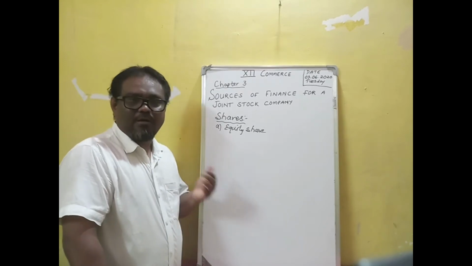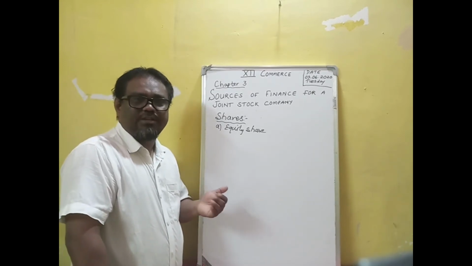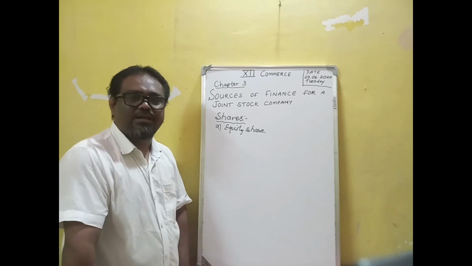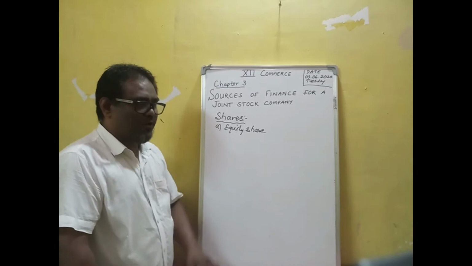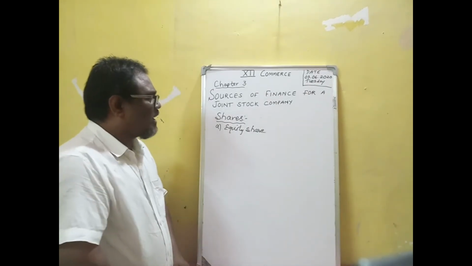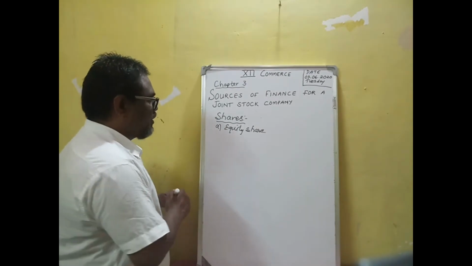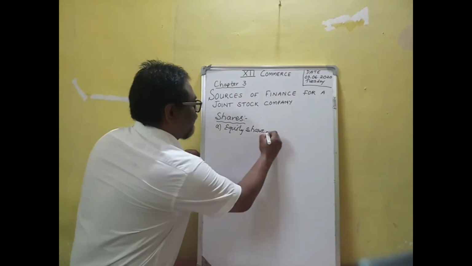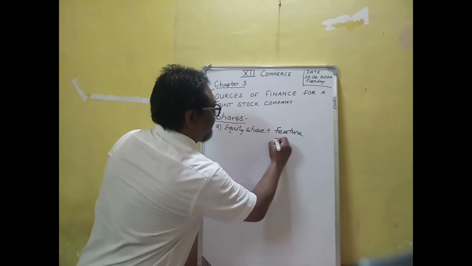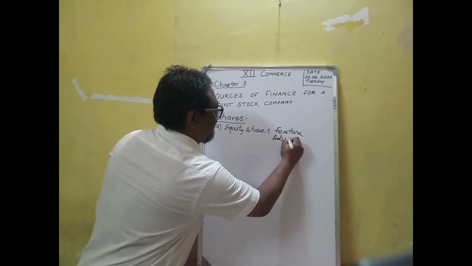And the fourth feature is that equity shareholders have a voting right in the company. So these are the features of equity shares. Now, what are the advantages of equity shares? So first we have done features. So now we have advantages.